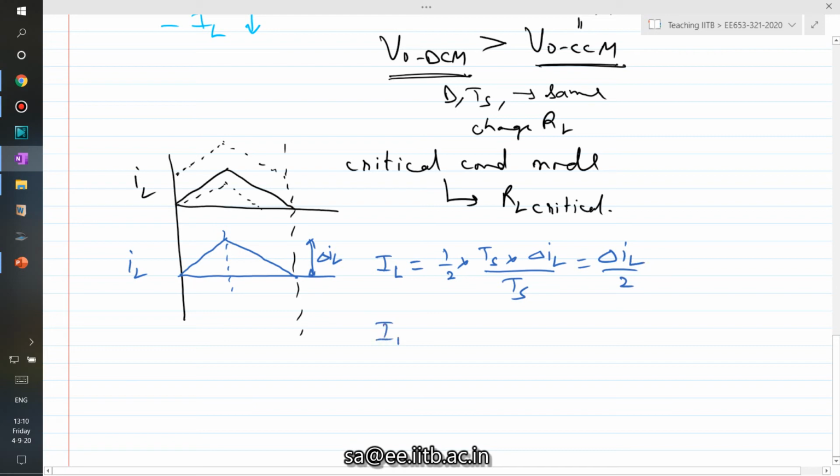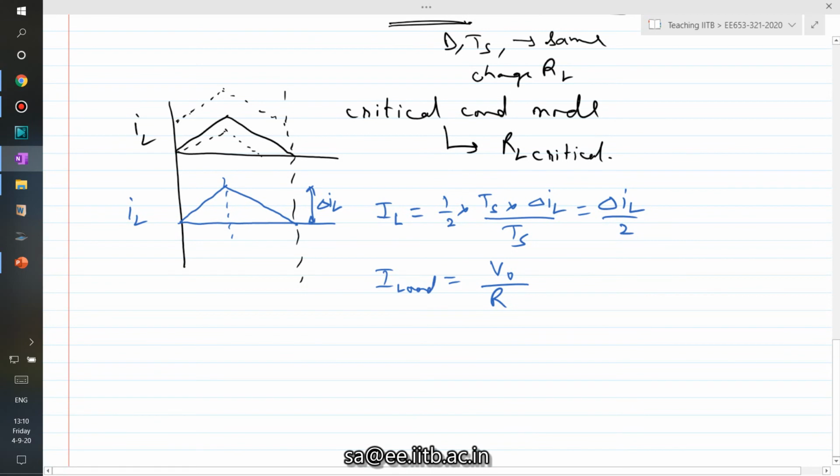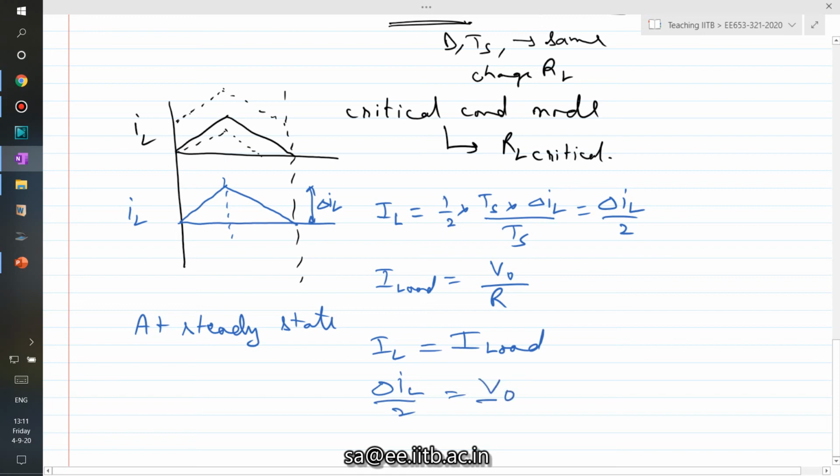What about the load current? Average load current is VO by R load, or just let's say capital R. So we understand that these two average currents have to be equal when operating at steady state. Therefore, IL is equal to I load in case of buck converter. Therefore, we can write delta IL by 2 is VO by R.